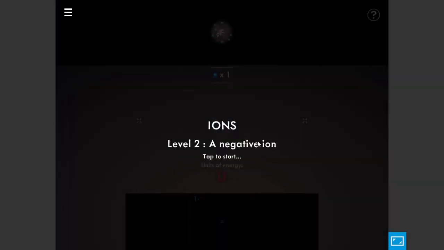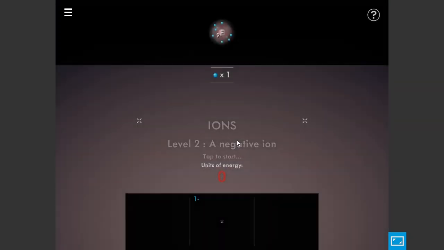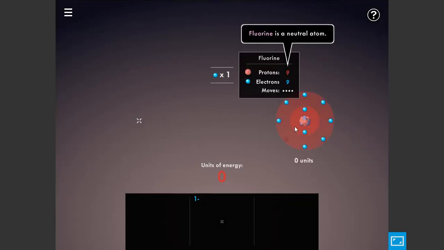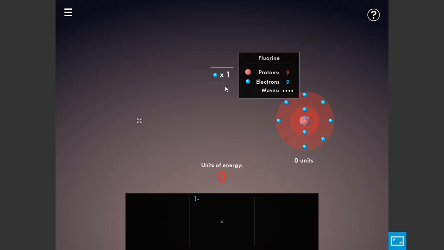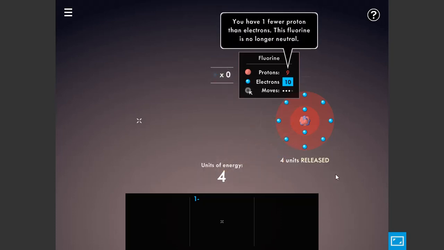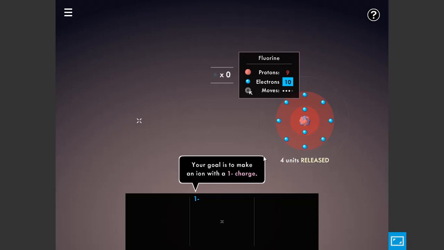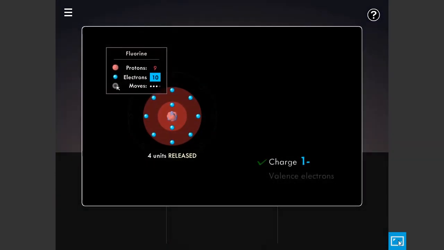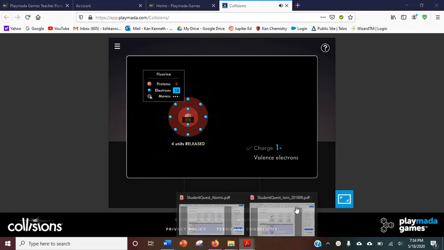Okay, so for level 2, you're going to be creating a negative ion. So we drag fluorine, and it tells us it's neutral. Now we're going to add an electron to fluorine, and energy was released. Now we drag it, and we're done. So now we can fill in our PDF.